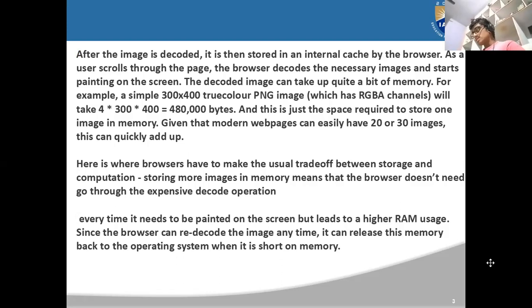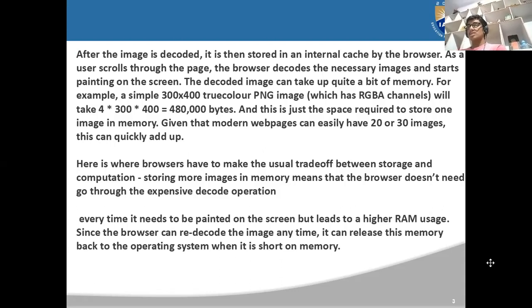That is just the space required to store one image in memory, and given that a modern web page can easily have 20 or 30 images, that can quickly add up. Here the browser has to make the usual trade-off between storage and computation. Storing more images in memory means that the browser doesn't need to go through an expensive decode operation every time an image needs to be painted on the screen, but it leads to higher RAM usage.